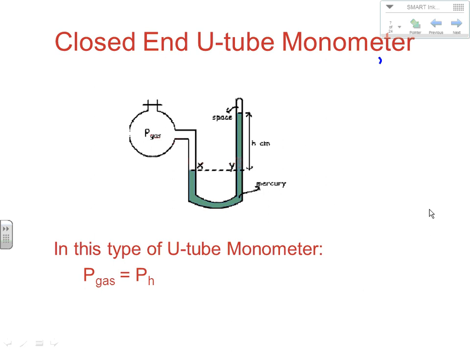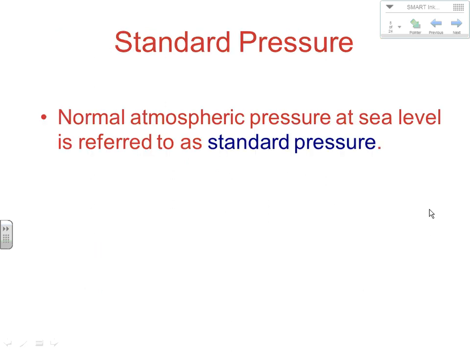So there's open-ended manometers and closed-ended manometers. And the difference between the two is very important in terms of understanding what the pressure of the gas is. This is something you're going to have to be aware of and be able to do calculations with. So if it talks about a closed-ended or an open-ended manometer, pay very close attention because you calculate your pressure slightly differently between the two.